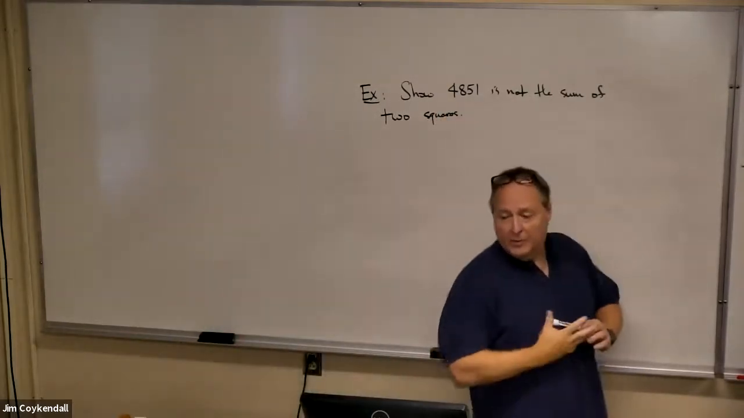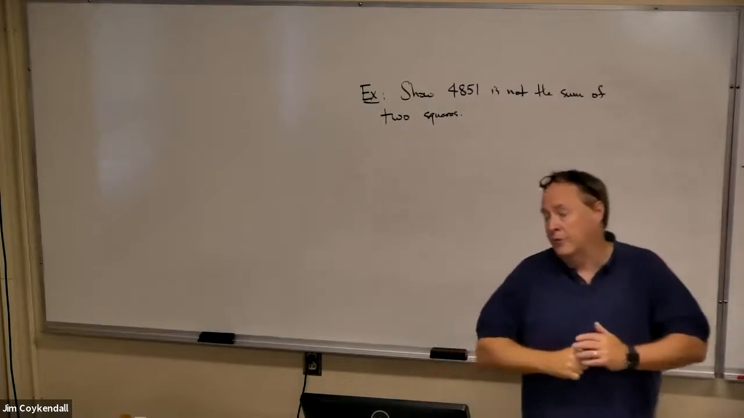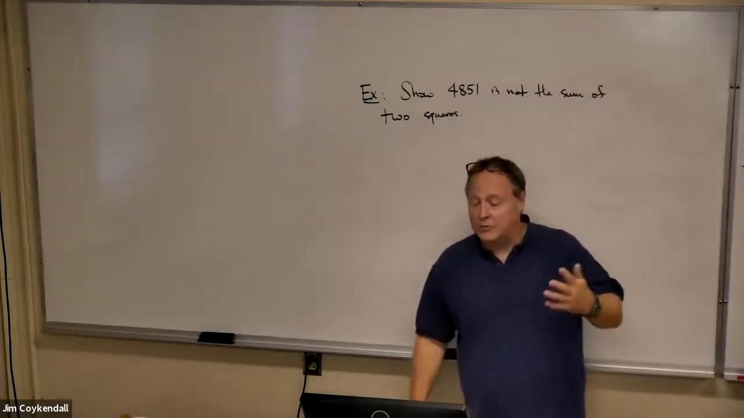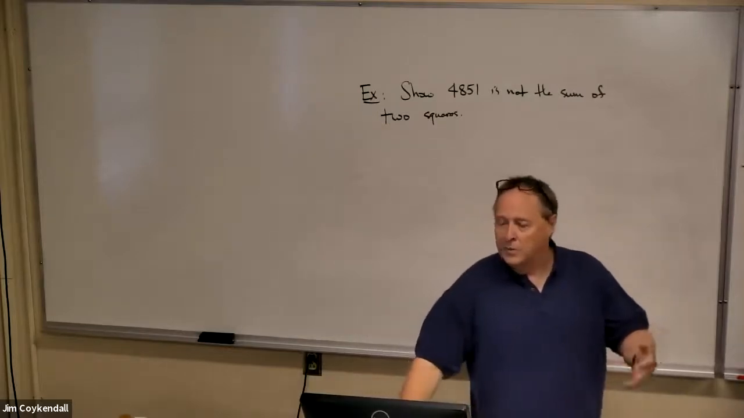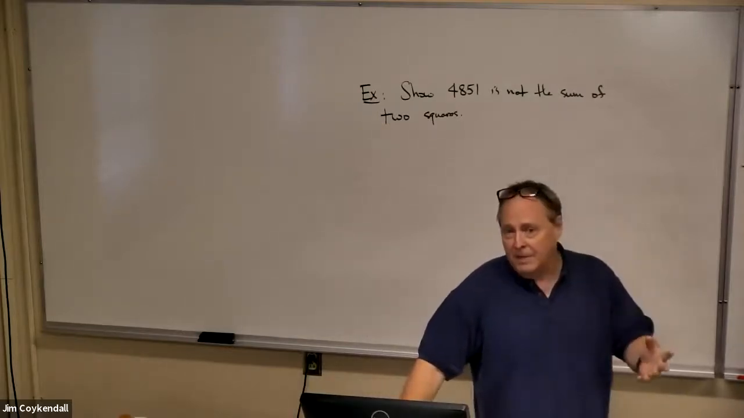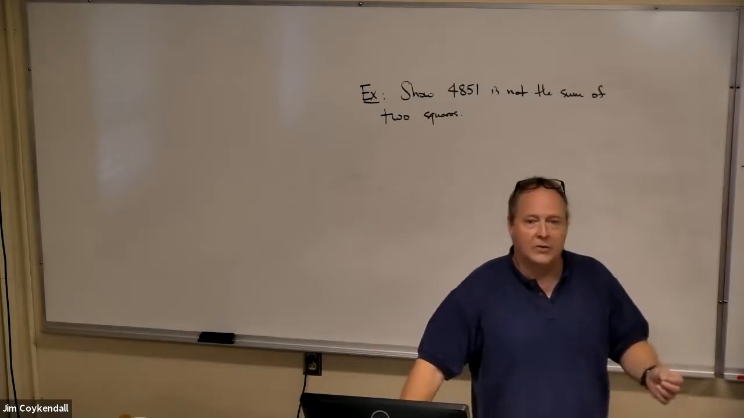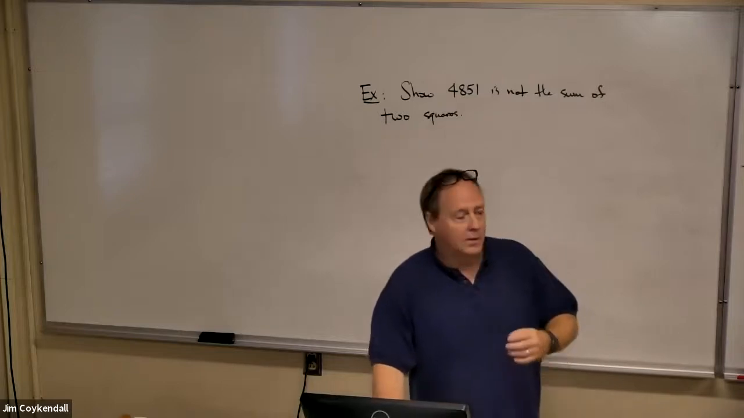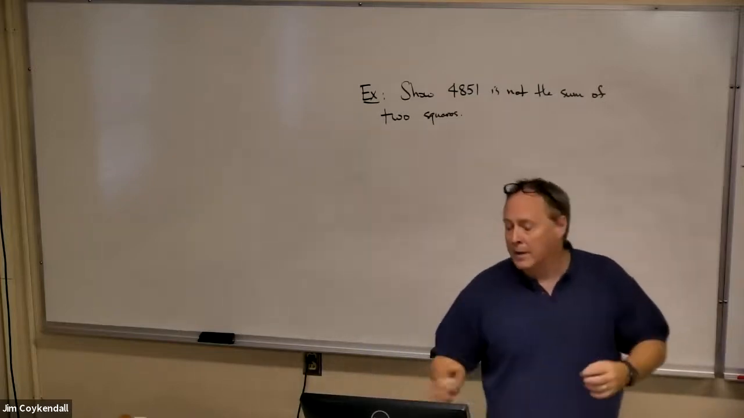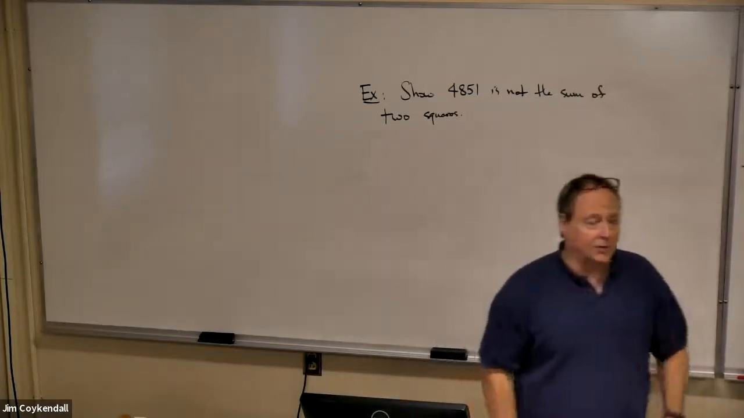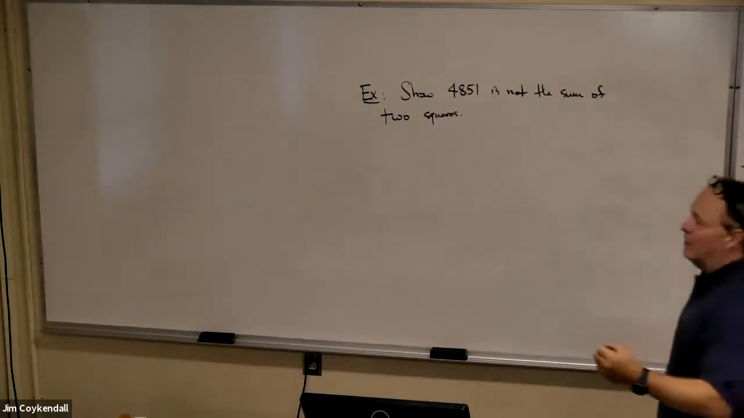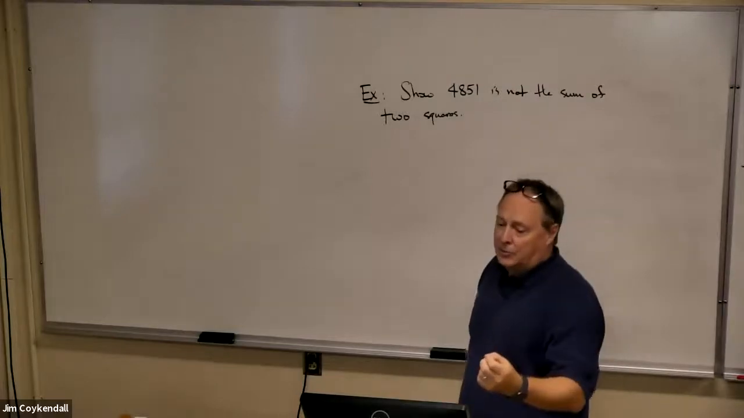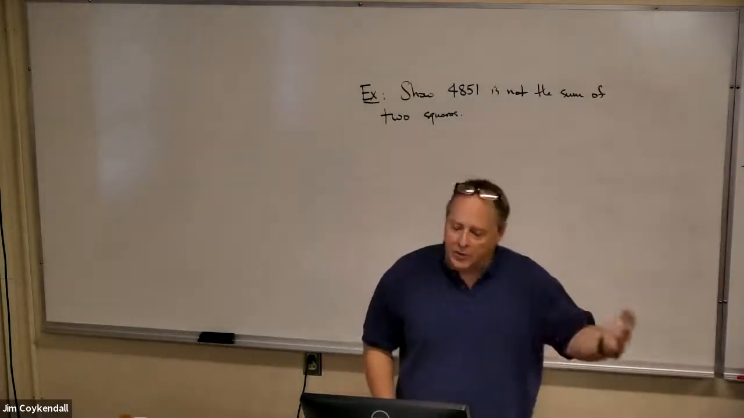Many numbers are the sum of 2 squares. In fact, any square is the sum of 2 squares: 25 is 5 squared plus 0 squared. But there's lots of other ones, like 2 is 1 squared plus 1 squared, 25 is 3 squared plus 4 squared, and 169 is 5 squared plus 12 squared. There are lots and lots of things that are sums of squares. For example, every square is a sum of squares, every square plus 1 is a sum of 2 squares, every square plus 4, and so forth.